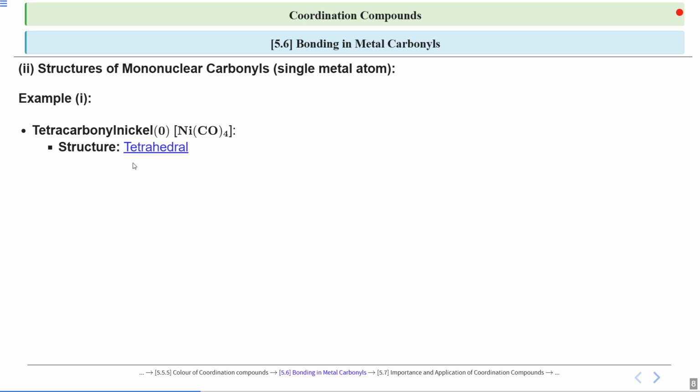The structure will be tetrahedral for this, as you know. You can see that the carbonyl is 4 in number. There are 4 carbonyl groups bonding with the central metal nickel here, having 0 oxidation state on the nickel. So the structure of it will be tetrahedral. The oxidation state of nickel will be 0. We just have seen the key point that in these types of homoleptic carbonyls, because of the presence of 0 charge on the carbonyl ligand itself, the oxidation state of the metal is always 0. So here also the oxidation state of nickel will be 0.